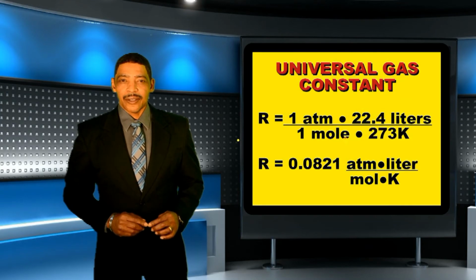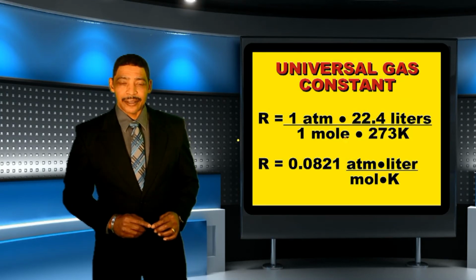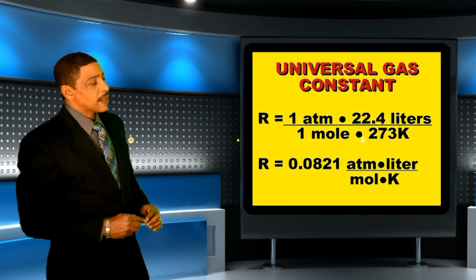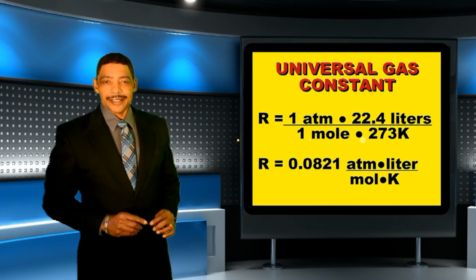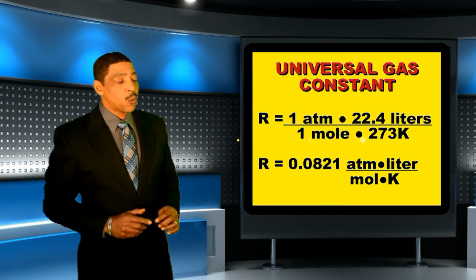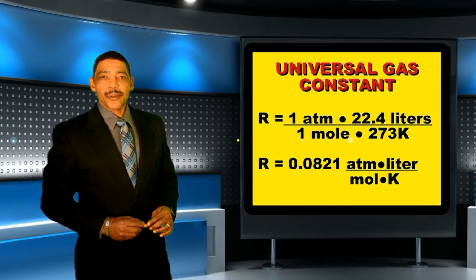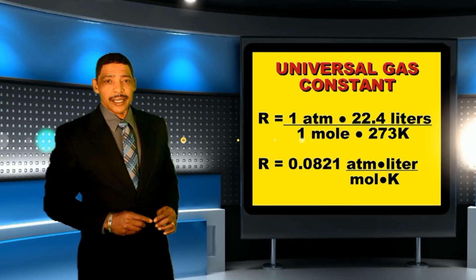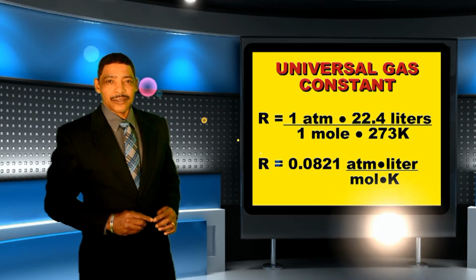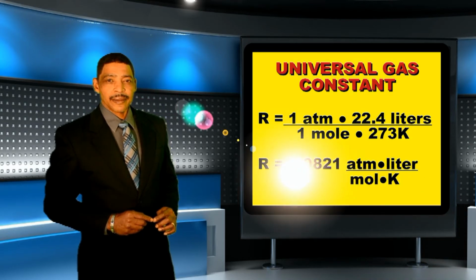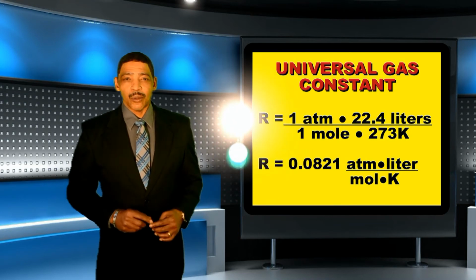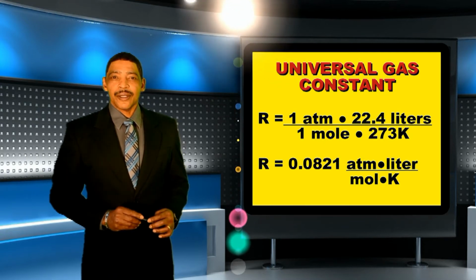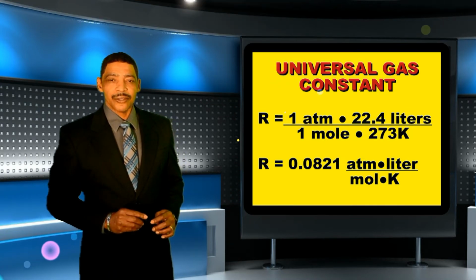The universal gas constant R represents the conditions of an ideal gas at STP, where R is equal to P times V divided by n times T, where P represents 1 atmosphere of pressure, V represents 22.4 liters, n represents 1 mole of the ideal gas, and T represents 273 K. The numerical value for R, therefore, will be 0.0821 atmospheres times liters divided by moles times K.